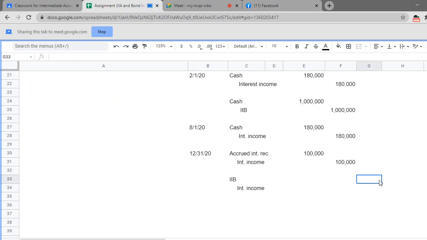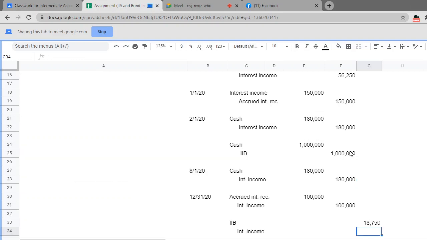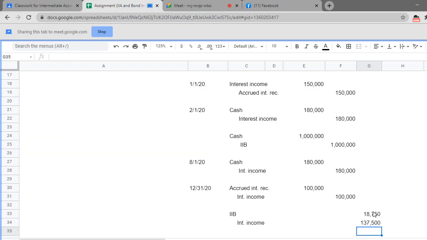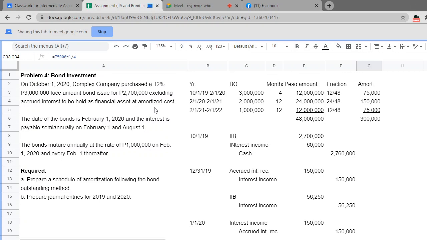So, that means in the first amortization, 75,000 times 1 month over 4, nganong over 4, good for 4 months man na, ayan o. And, sa ikaduha po, that was 150 times 11 months lang ang para sa 2020. You add the two, you will have 156,250. The amortization is 156,250. Okay? Ayan. 156,250. So that's how we account for bond investment using the bond outstanding method. So, straight line per month yon.